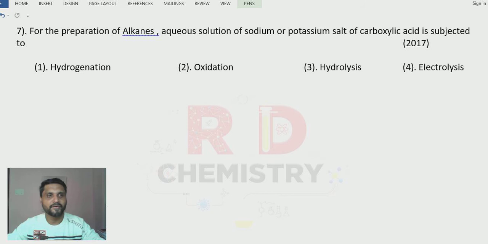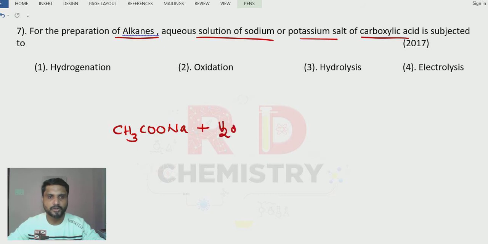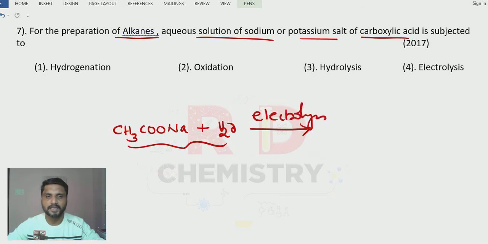Question number 7. For the preparation of alkane, aqueous solution of sodium or potassium salt of the carboxylic acid. Suppose I take sodium salt of acetic acid, sodium acetate, and the aqueous solution, water, together. Now this can be converted by electrolysis process into the alkane. So we'll get CH3 and CH3. We are going to get ethane.